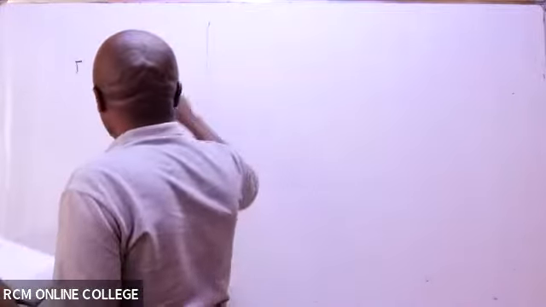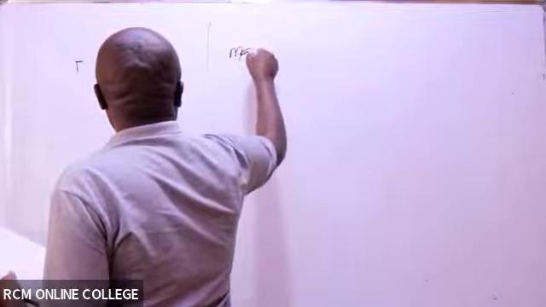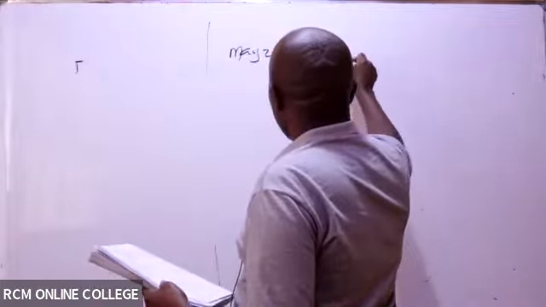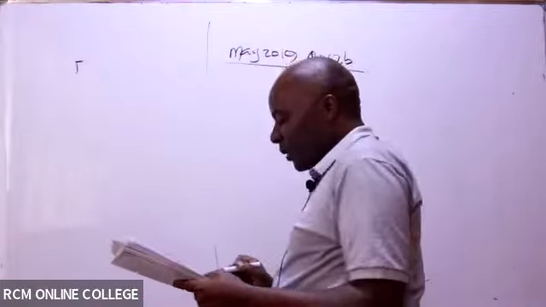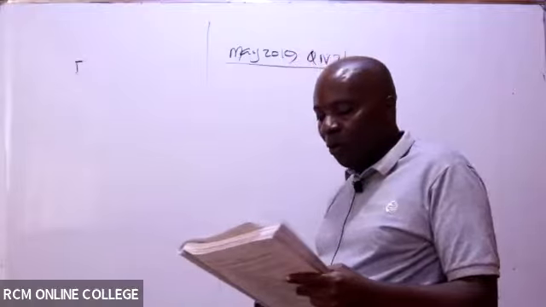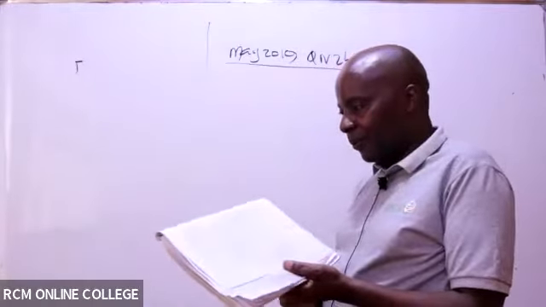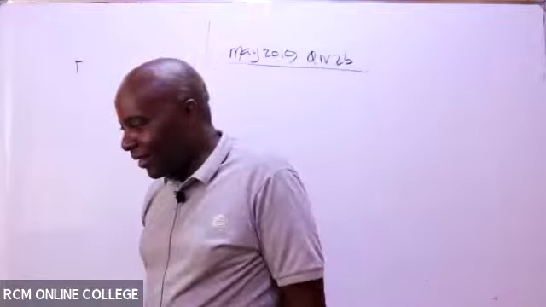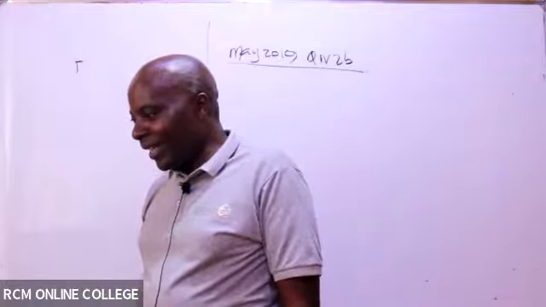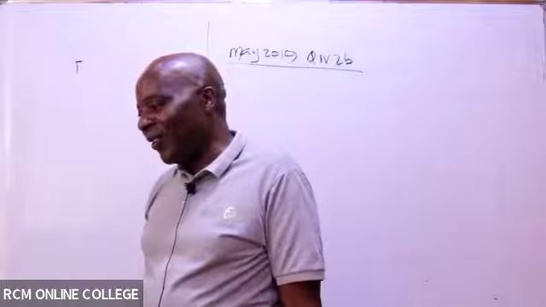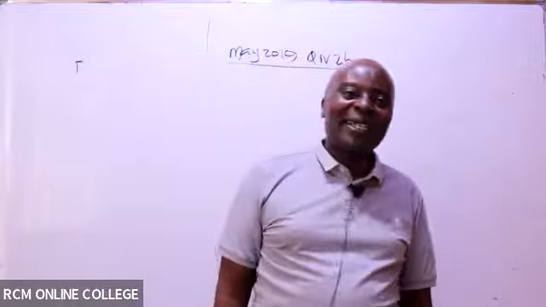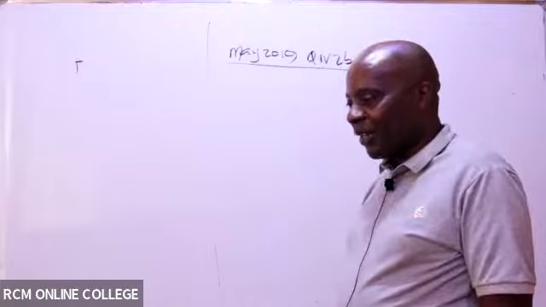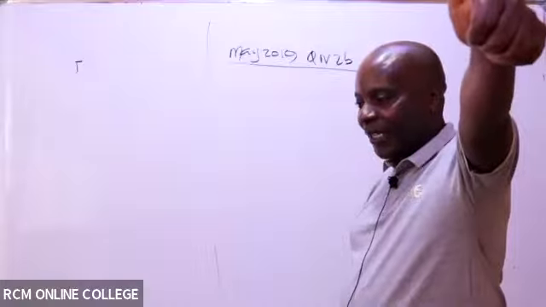So May 2019, question number 2B. Let me know once you guys are able to get this question. May 2019, question number 2B. Except theory. Are we there? Got it. May 2019, question number 2B.